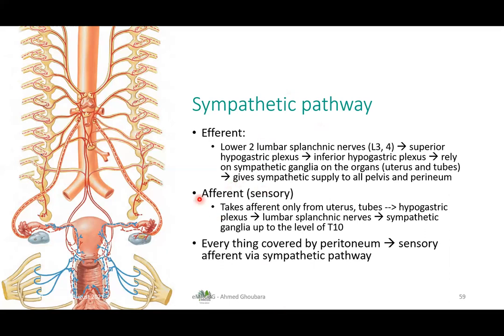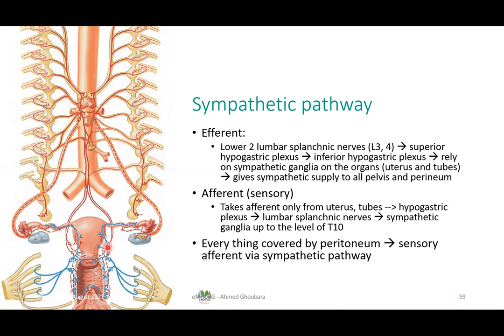Okay, what about the afferent, which is very, very important for you? Why? Because it carries sensory innervation, I mean pain sensation, from the organs all the way to the center of the body, to the CNS. So it's important for you to know about the afferent. I told you that we have sympathetic supply everywhere in the body, but not every organ will transmit pain through the sympathetic pathway. In the pelvis, only the ovary, tube, uterus, just the fundus and the body of the uterus. Those are the parts that will transmit pain through the sympathetic pathway back to the CNS.